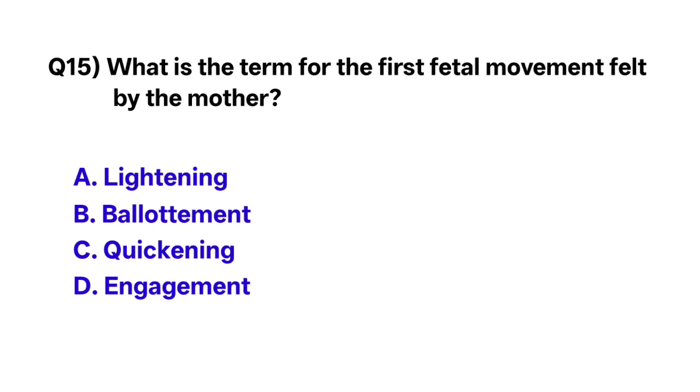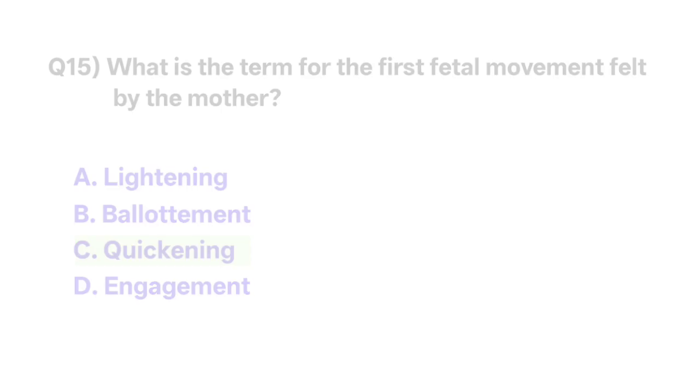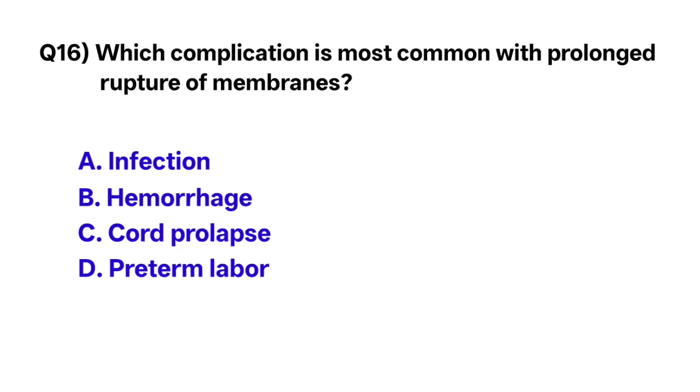Question number 15. What is the term for the first fetal movement felt by the mother? The correct option is C. Quickening. Question number 16. Which complication is most common with prolonged rupture of membrane? The correct option is A. Infection.